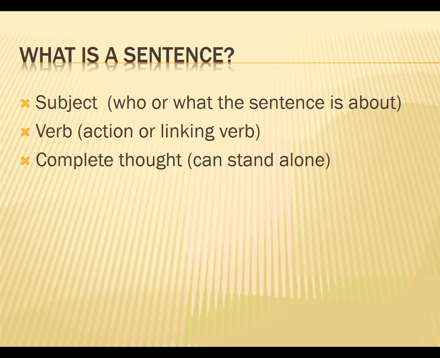2. The verb in a sentence can be either an action verb or linking verb. An action verb is a verb like swim, run, or work. A linking verb is a verb like is, are, was, or were. Verbs can also be in phrase form like was running or is swimming. And remember, sentences always end with a period.